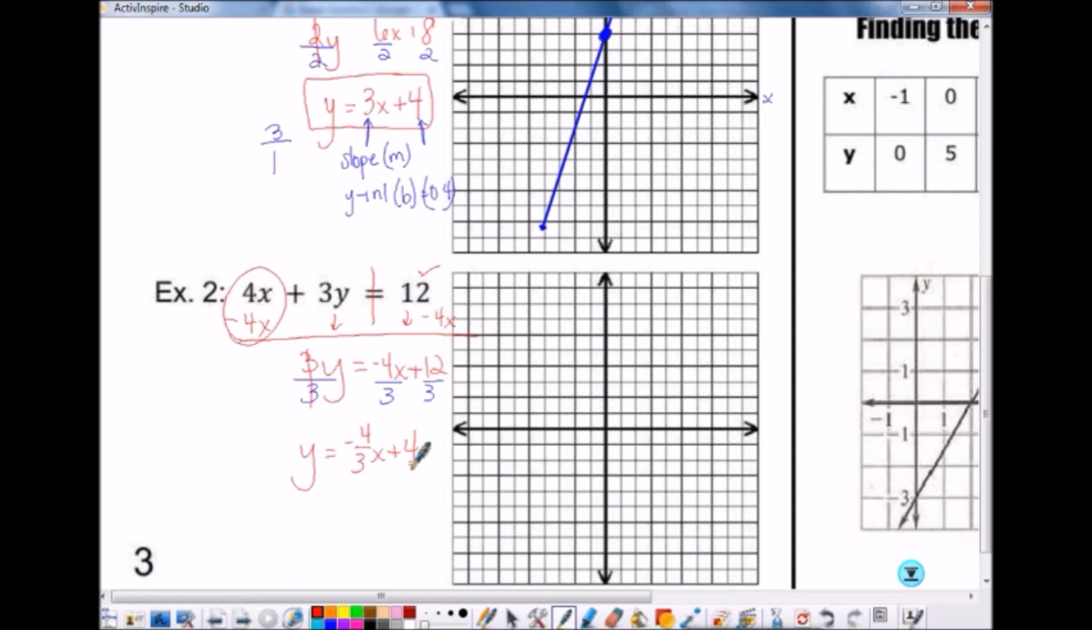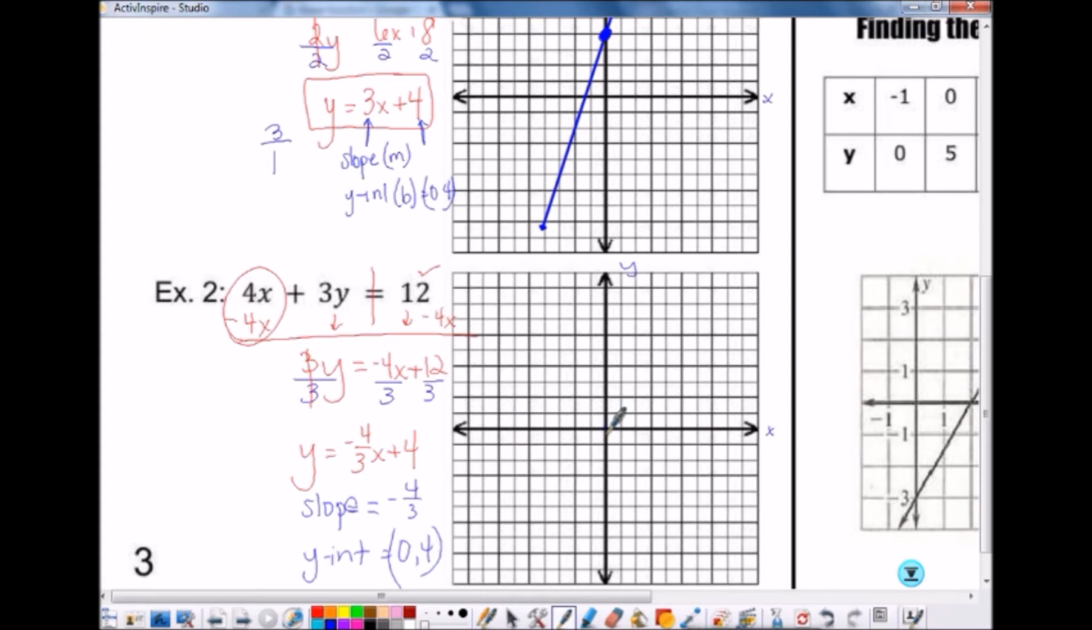Now, do you remember how do you graph this? Where is the slope and where's the y-intercept? Is this what you came out with? The slope is negative 4/3 and the y-intercept is 0, 4. So let's go ahead and graph it. The first thing I'm going to do is label my x-axis and my y-axis, and now I'm going to put a dot at 0, 4.